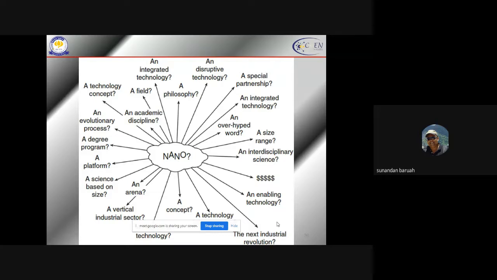Well, it has become an area of study also now. Many universities are offering programs in nanotechnology. Okay, it is a platform for development for various verticals.